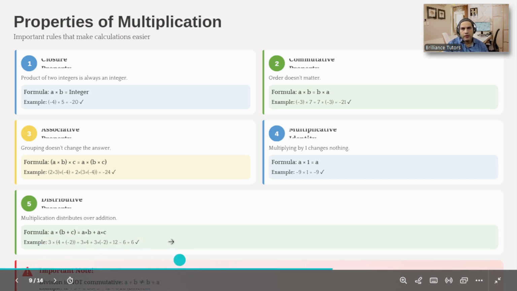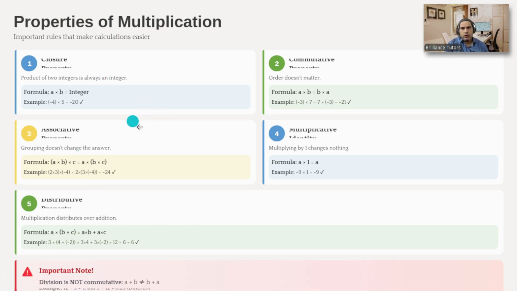Division is not commutative in integers. So division is not commutative, only multiplication is commutative. Okay.